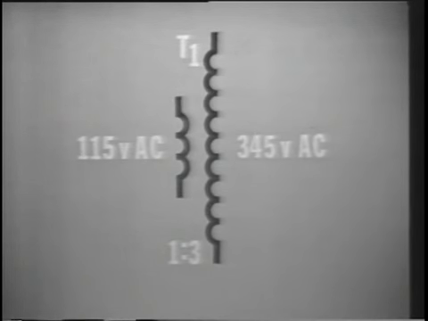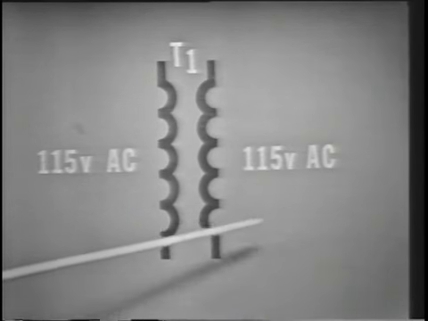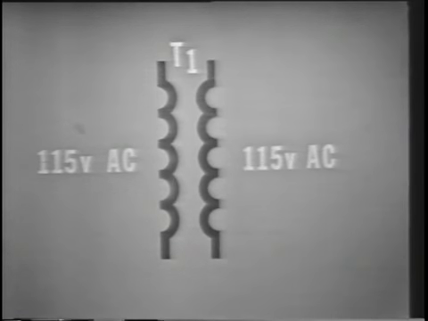A 1-to-3 ratio, shown schematically like this, simply means that the secondary voltage is 3 times the primary voltage. Now if no ratio is indicated, then it's assumed to be a 1-to-1.